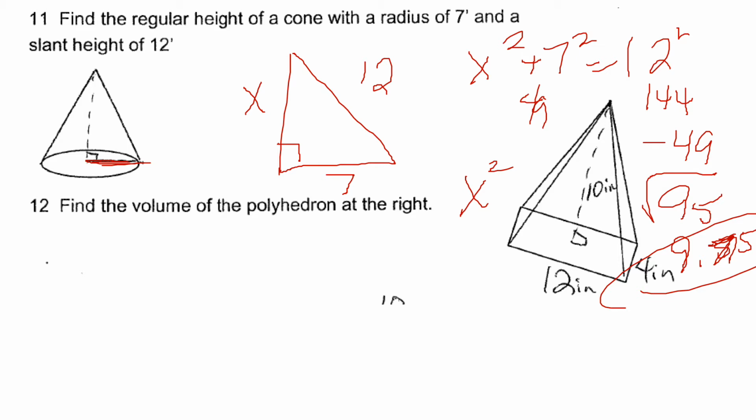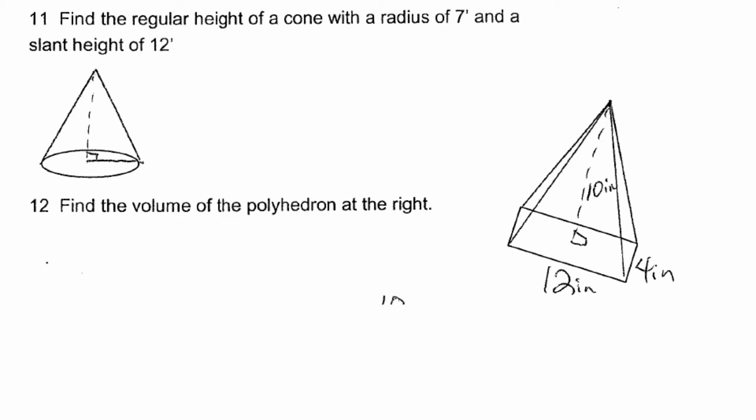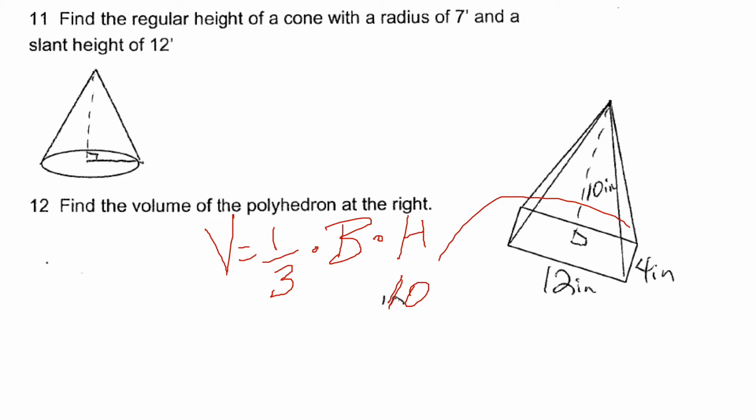The volume of another pyramid. Volume formula for a pyramid is 1/3 the big B times the big height. So the regular height, straight up and down the middle, that's the 10. Just fill it in. The rest of the problem comes from the base. When you get the height out of the way, that makes it so much easier.